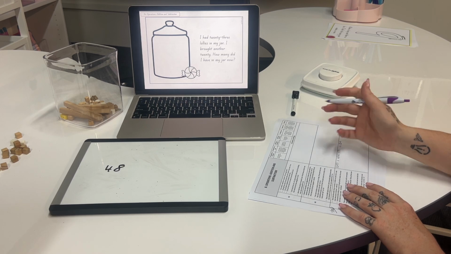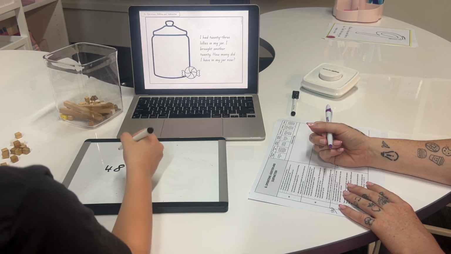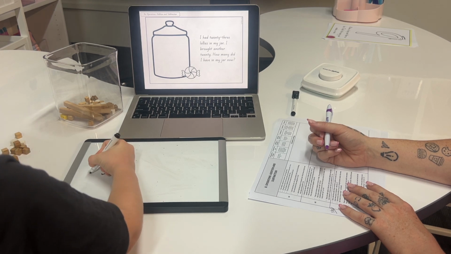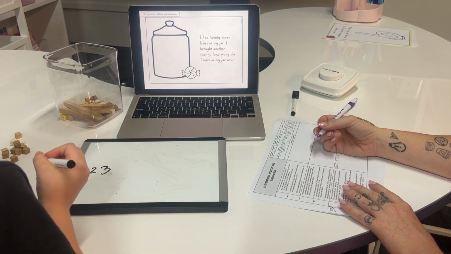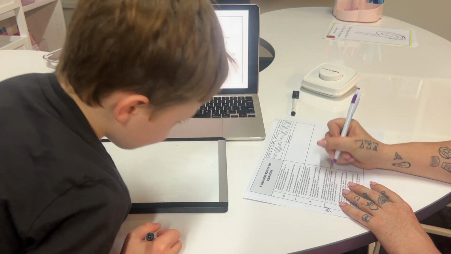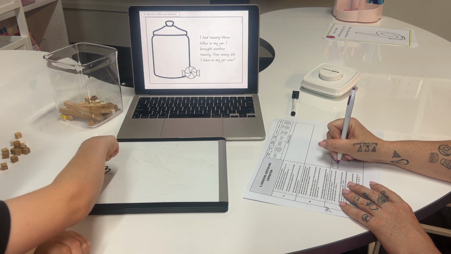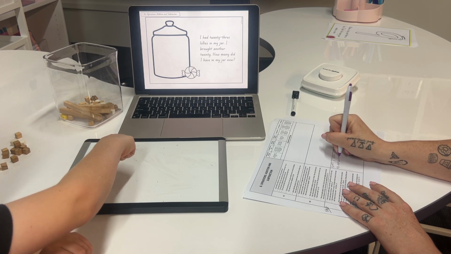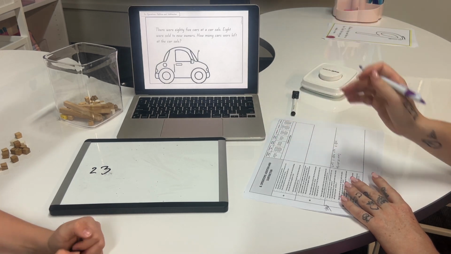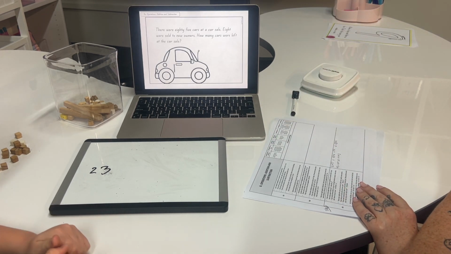I had 23 lollies in my jar. Yeah, 23. That's a lot of lollies. I bought another 20. How many did I have in my jar now? 43. That was so fast. How'd you get 43? Because 2 plus 2 is 4, and then I did nothing with the 3. Amazing.